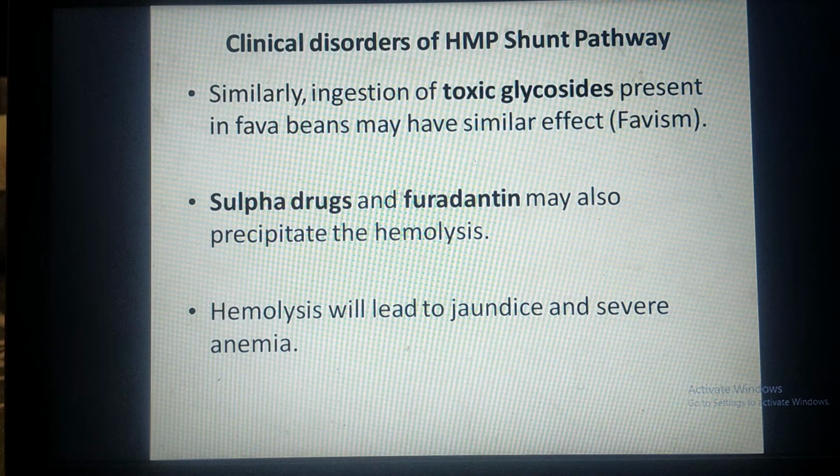Due to deficiency of the enzyme G6PD, the NADPH level in the RBC is very low. Therefore, the RBC cannot remove the excess hydrogen peroxide formed due to these drugs, and this hydrogen peroxide gets accumulated and damages the red blood cell, leading to hemolysis. After hemolysis, the patient will have jaundice because hemoglobin is converted into bilirubin. So bilirubin concentration increases, and as the hemoglobin concentration decreases, the patient has anemia.